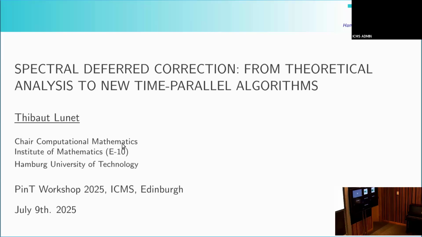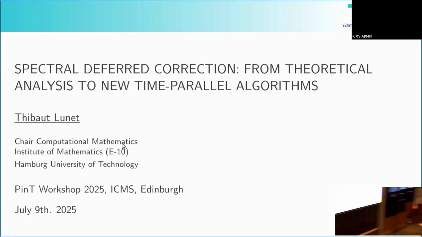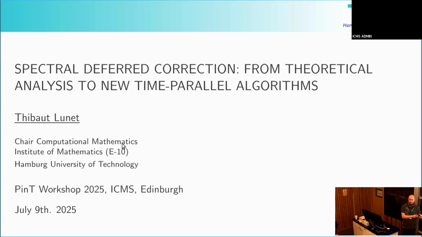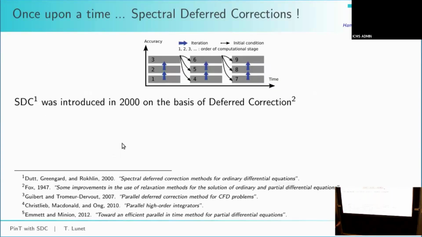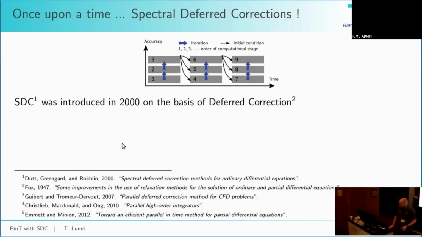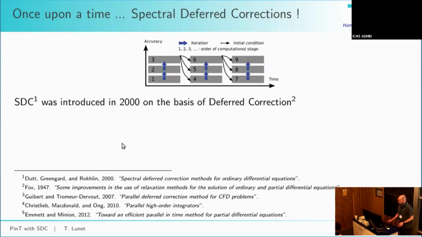What I want to present here is some kind of work in progress, but based on this summary of many works that were done in the last years, which was mainly focused on spectral deferred correction. So the SDC as itself was introduced in 2000 by Dutt and Greengard, and it was based at first on the idea of deferred correction.